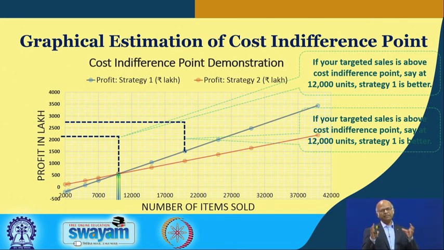So, in real life you have to decide where you are going to operate. If you are going to operate beyond this cost indifference point, then you should go for an automated machine, investing more money, meaning that the cost structure is high fixed cost, low variable cost, whereas if you are operating at a low capacity, then you have to go for a low fixed cost and high variable cost, because you make more profit there.